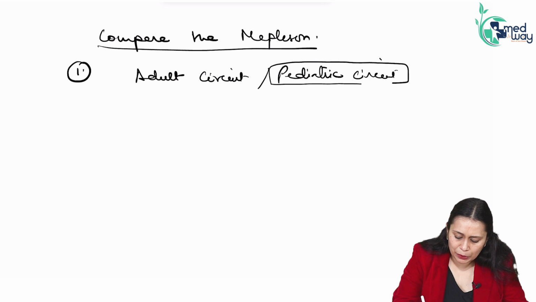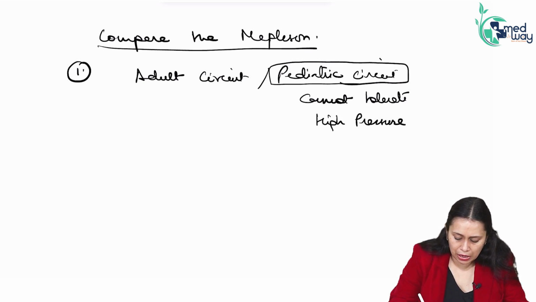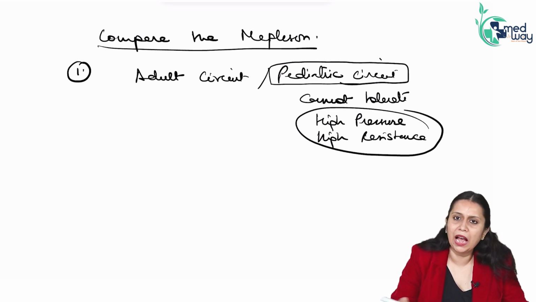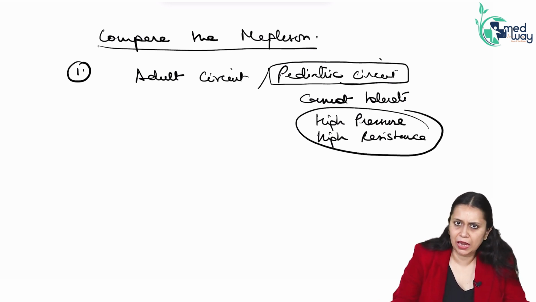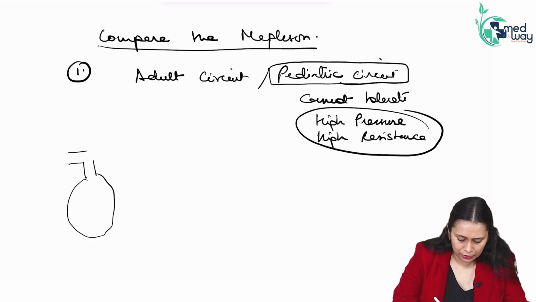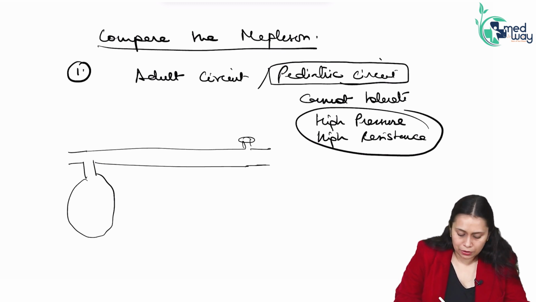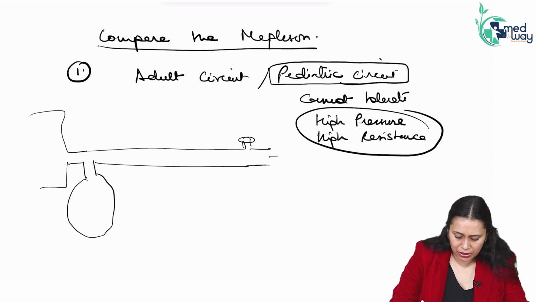So what is the problem in pediatric patients? The pediatric patient cannot withstand high pressure and high resistance. So they cannot tolerate high pressure and high resistance. Okay. So what is causing high pressure and high resistance? Let me make the design of Mapleson A circuit. So let's say this is Mapleson A. Okay, now this is machine end, this is patient end.